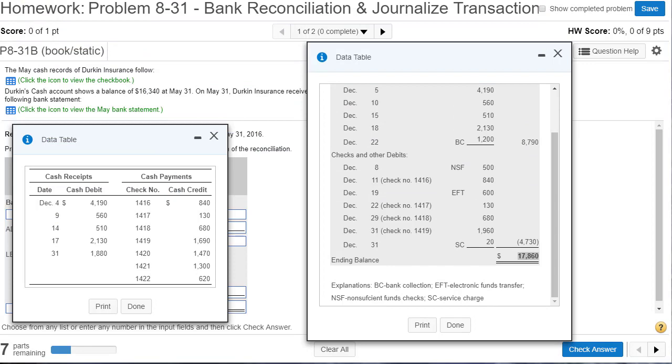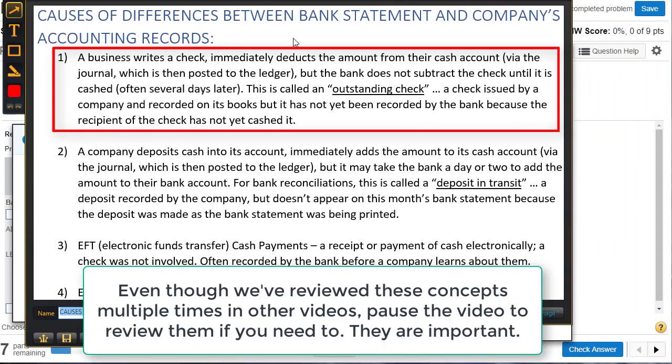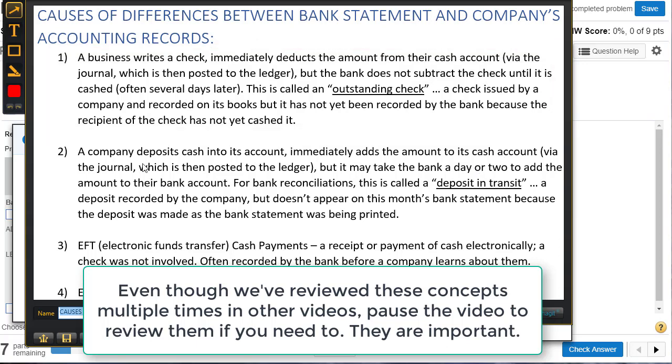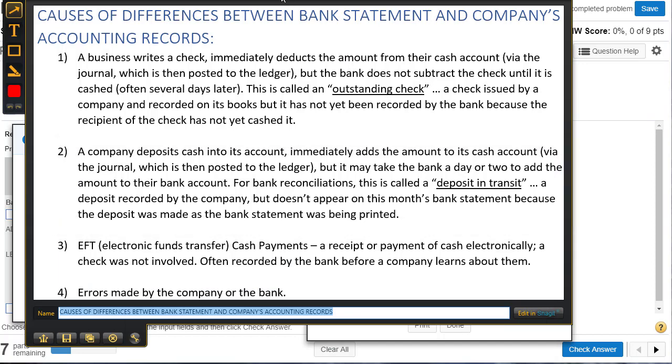Also, we need to know some definitions. Again, this is a review. If you forgot what an outstanding check is, you need to pause the video and review this section. And if you forgot what a deposit in transit is, you need to pause the video and review this. These are things we've gone over twice before now.